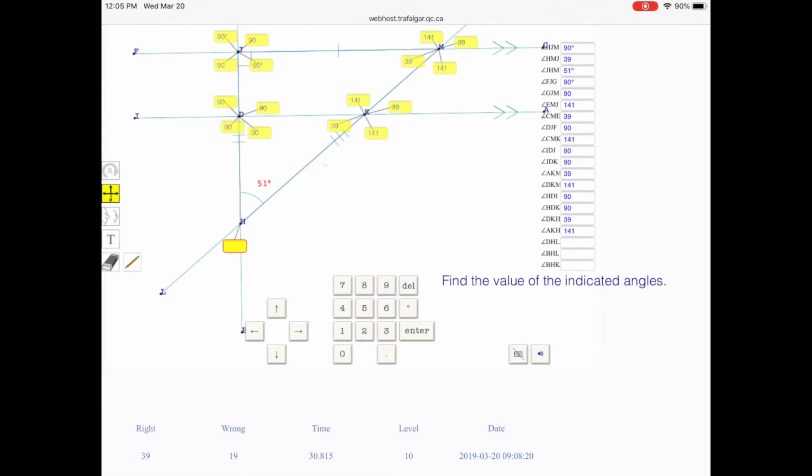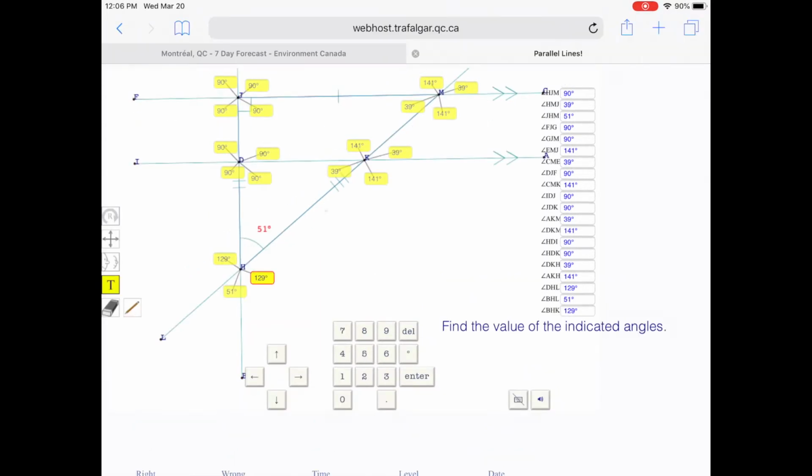So this is vertically opposite to my 51, so that's 51. The supplement to 51, what do you have to add to 51 to get to 180? So if it was 50, this would be 130. This is 51, one more than 50. So it's going to be one less than 130, which is 129. This angle is going to be 129. That's all my angles. Double click on the degree symbol to fill in all the degrees. These are all of our angles. I just want to take a quick look to make sure I don't have any typos, then click enter.